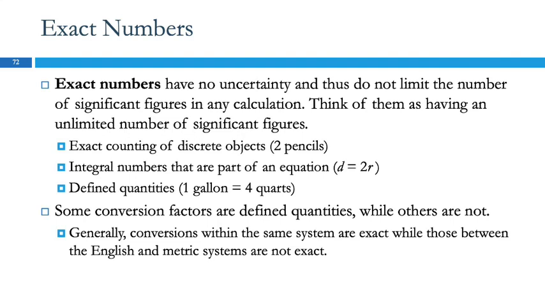The diameter of a circle is equal to 2, exactly 2, times the radius. So that 2, we didn't say that has one significant figure. That's an exact number. We don't have to think about it. Or defined quantities. A gallon is defined as being exactly 4 quarts.